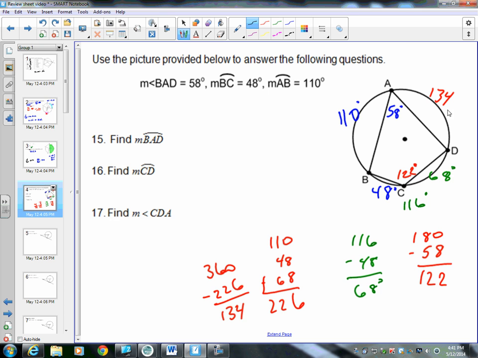Okay, so now we have that one, and I'm going to find this angle right here. Now, how do I find that angle? Well, first let's name that angle. It's angle ADC, or angle CDA, this angle. And how do we find that?